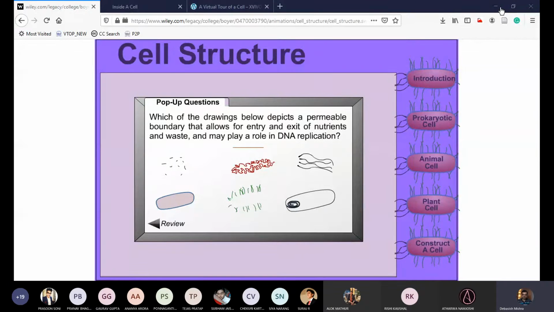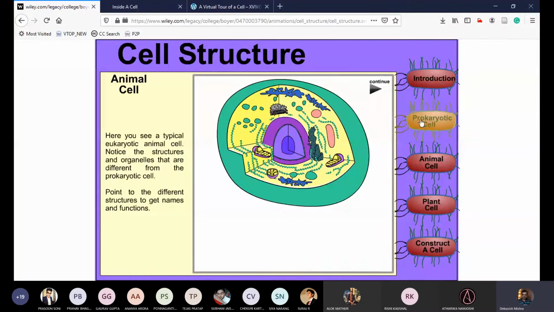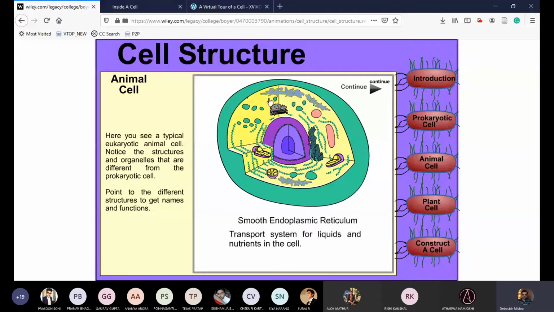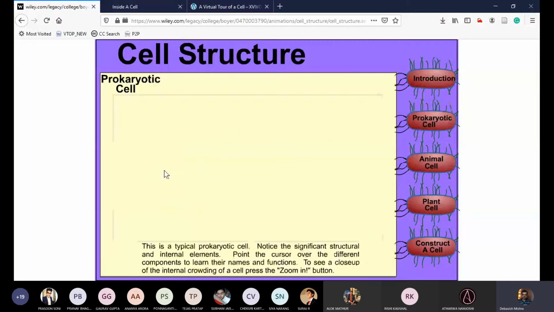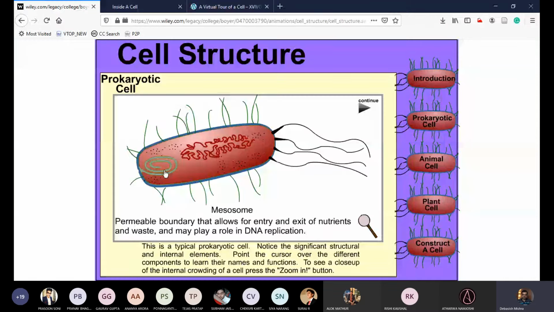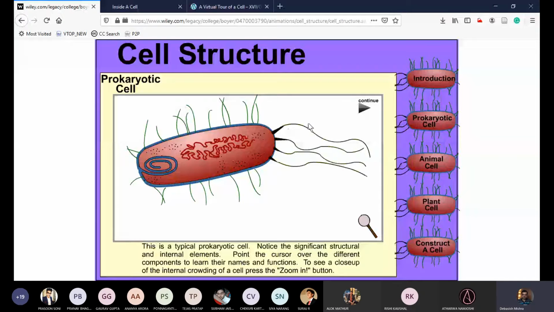Okay. I believe all of you have done that, or if not, you will try to access this same portal again. And what I'm going to show you is just a recap of things. When you go to the prokaryotic cells here, you can see different portions. See, this is a flagella. You do not have to zoom.